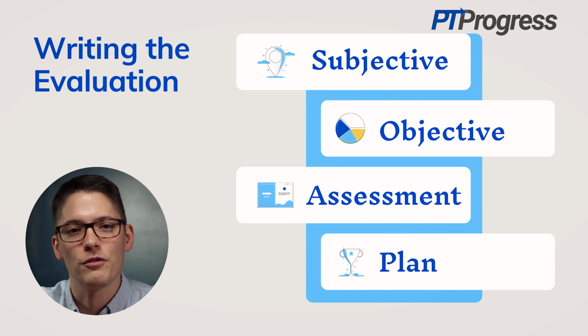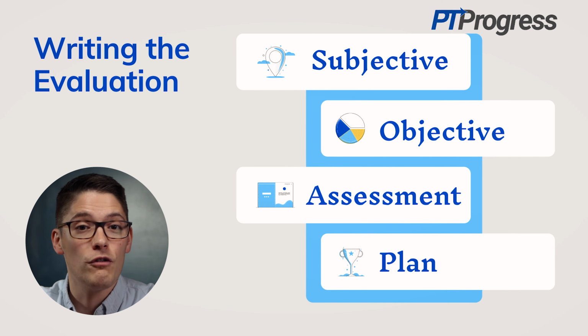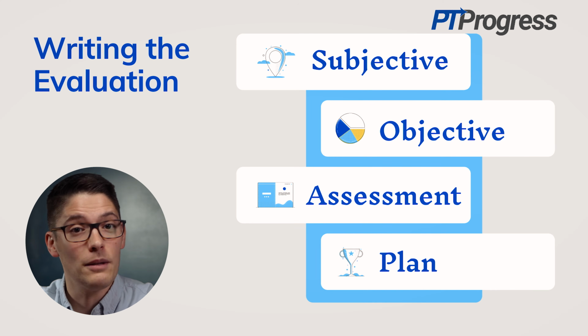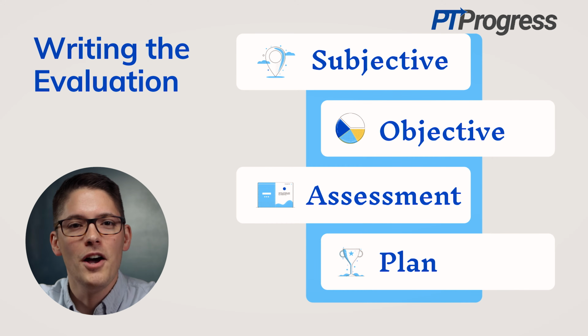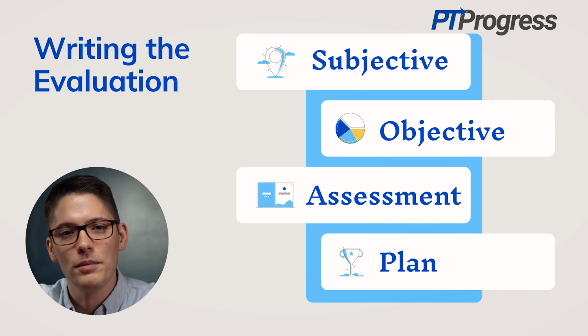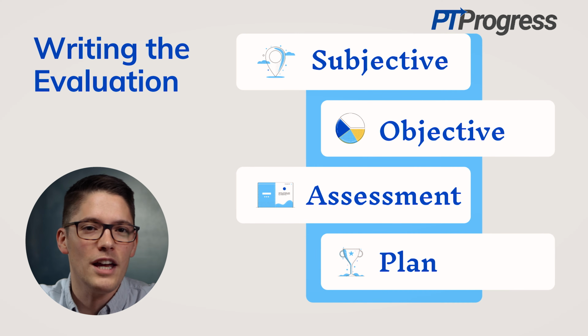All right, the overall structure for a written physical therapy evaluation follows the broad form of a SOAP note: subjective, objective, assessment, and plan. And while the documentation from an initial evaluation tends to be more detailed than typical follow-up notes or daily notes, it still follows the same basic format.